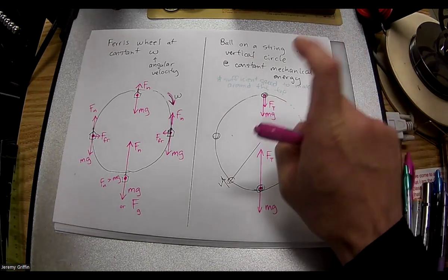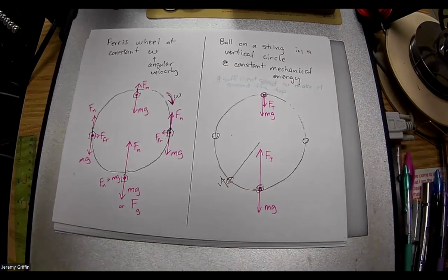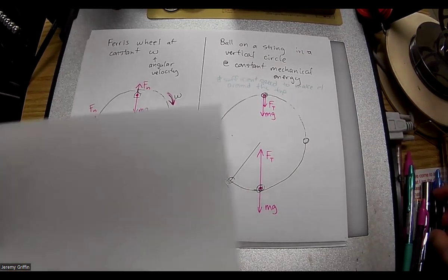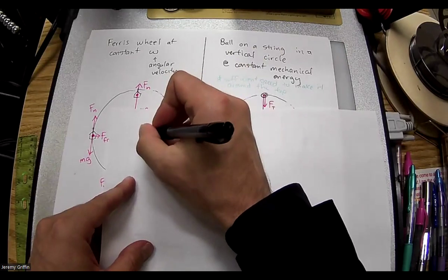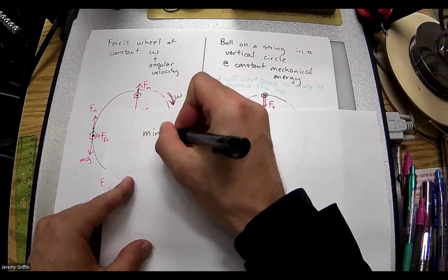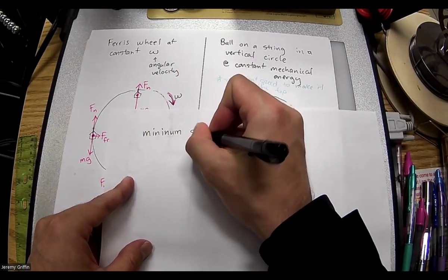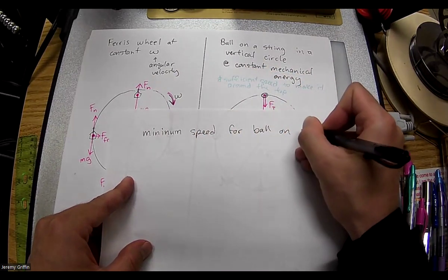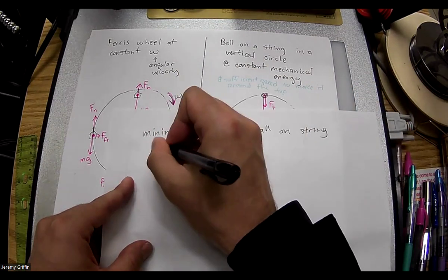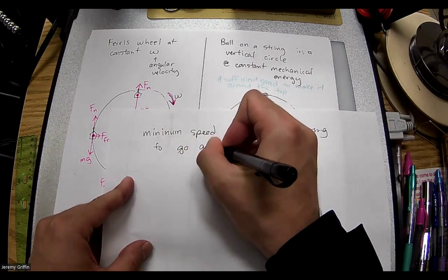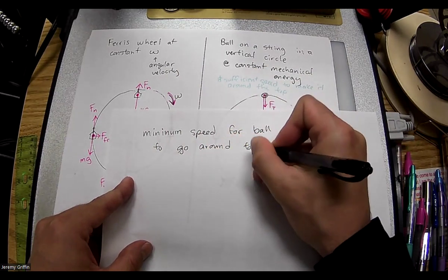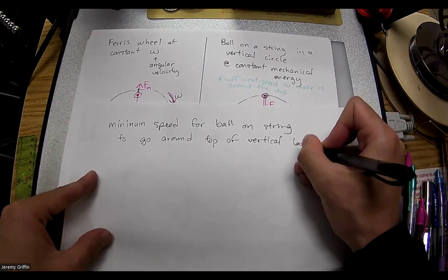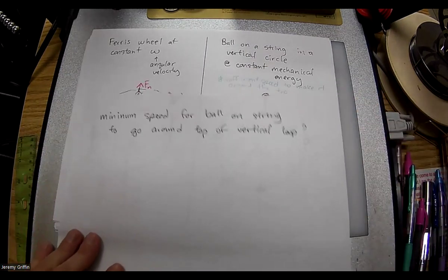All right. How about that side quest to figure out what is the minimum speed? I said it was going to be square root of gr. Isn't that what I said? All right, so spell out that premise. What is the minimum speed for a ball on a string to go around the top of a vertical loop? Right, minimum speed. So you guys get what we're trying to solve for?